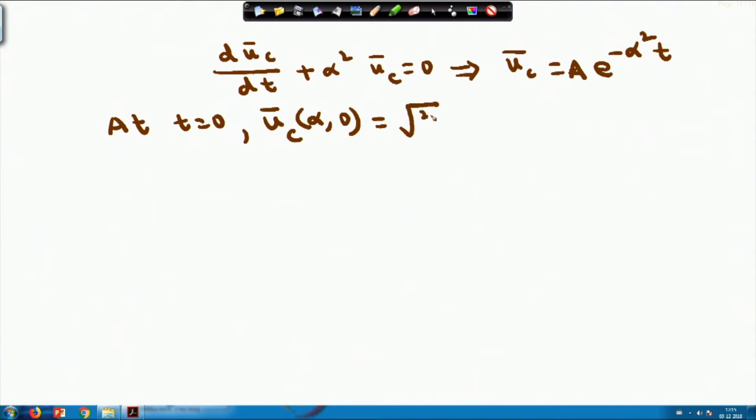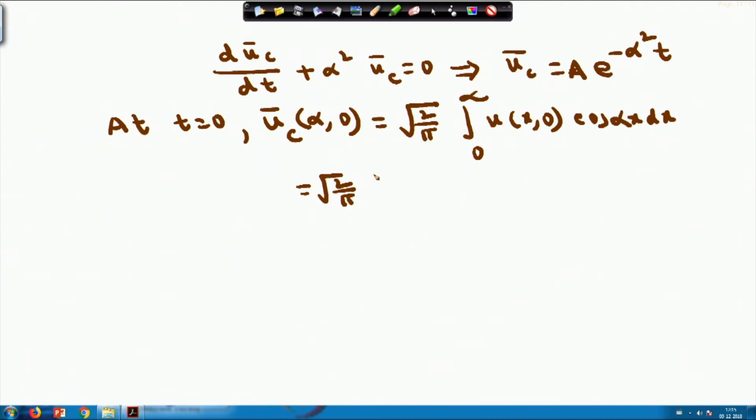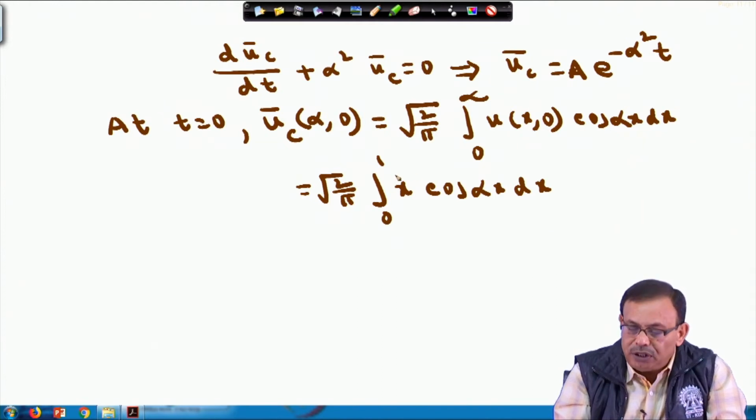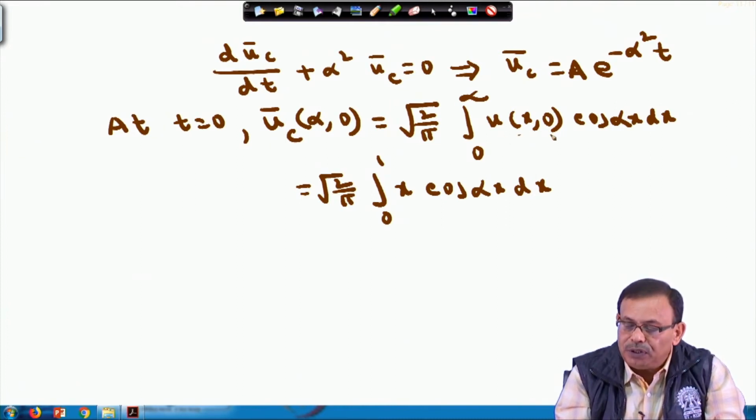From the definition, this equals root over 2 by pi integral 0 to infinity u(x, 0) into cos of alpha x dx, because u bar c is this. So, this equals root over 2 by pi, and the function is defined from 0 to 1, it is x. So, u(x, 0) is x, it is given from 0 to 1. So, it is x cos of alpha x dx. So, u bar c is nothing but the Fourier cosine transform of the function u(x, 0). For that reason, we have written integral 0 to infinity u(x, 0) cos of alpha x dx into root over 2 by pi is u bar c(alpha, 0). Now, u(x, 0) in 0 to 1 is x and otherwise it is 0.